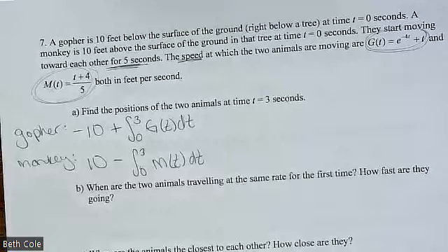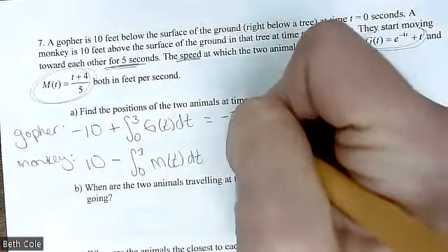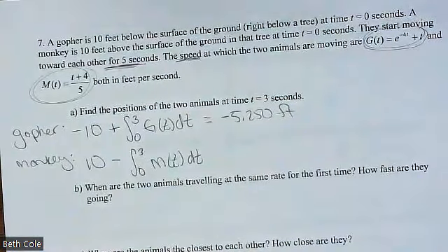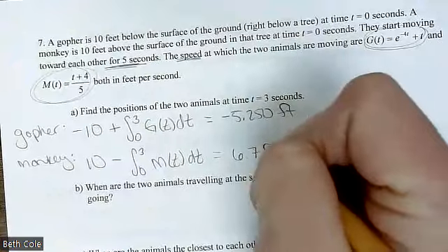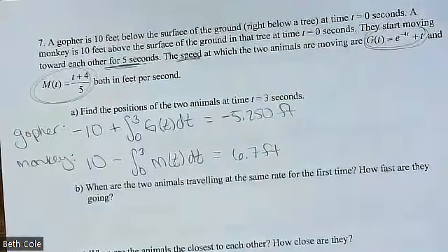All right, gopher groups. What did you get? Good. So let's talk about what that means real quick. Where did the gopher start? -10. So in 3 seconds, he burrowed up pretty far. Gopher. All right, monkey. What did you guys get? All right, 6.7 feet. Think about what that means. Where did the monkey start? 10 feet, but he came down a little bit.